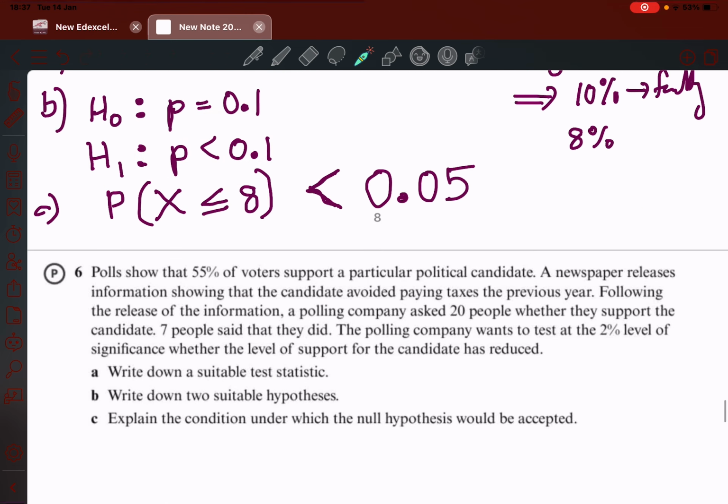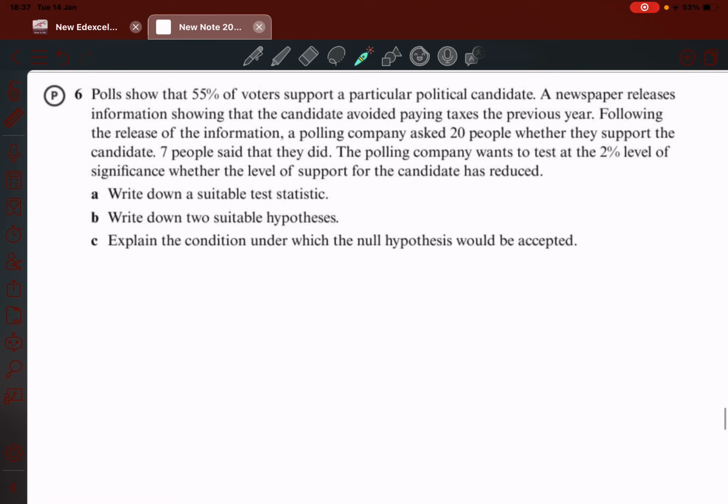We could try the same thing with question number 6. This time we have polls showing that 55% of the voters support a particular political candidate. A newspaper releases information saying that the candidate avoided paying taxes. So following the release of this information, the company has asked 20 people whether they support the candidate. 7 people said they did. So the company wants to test whether the level of support has been reduced.